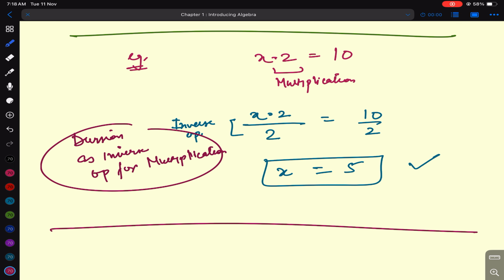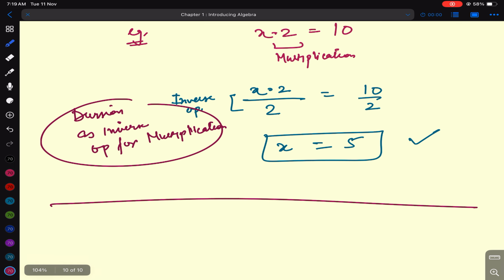Okay, so now this is the end of lesson number 4. The next lesson here is lesson number 5, which is coordinate system and ordered pairs.